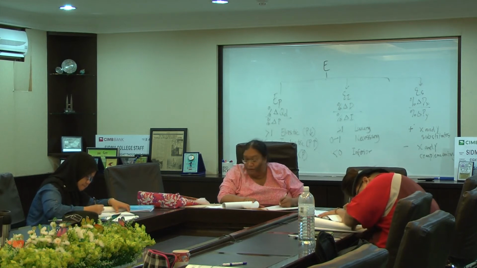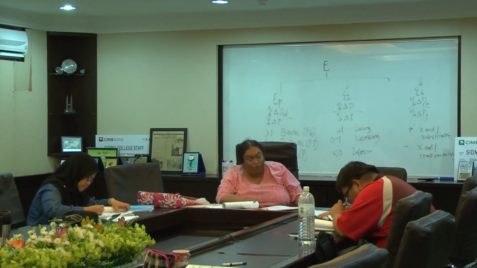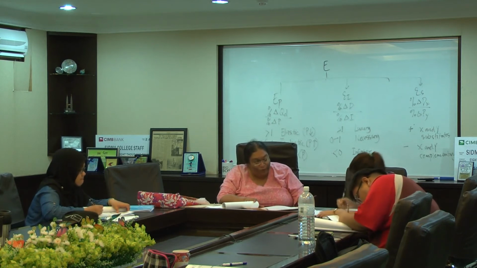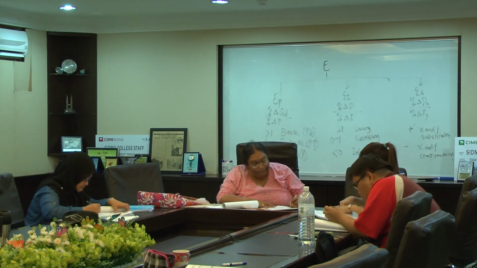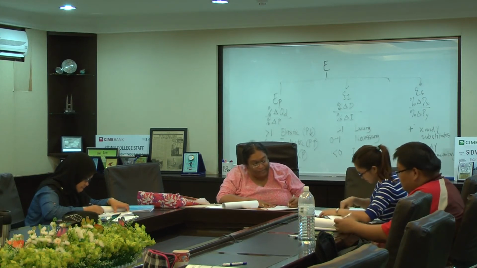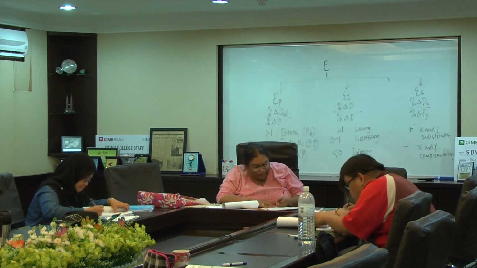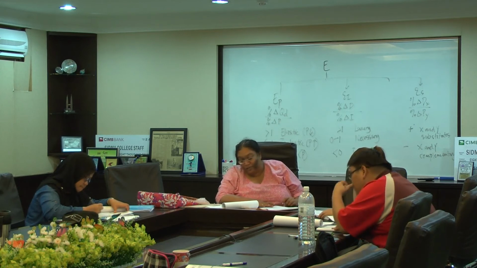Can follow? What will happen at the price of 12? What happens at the price of 12? There is what? Excess. Okay, there is an excess supply. Why? Because quantity demanded is 10 and quantity supply is 90. Okay, next F.